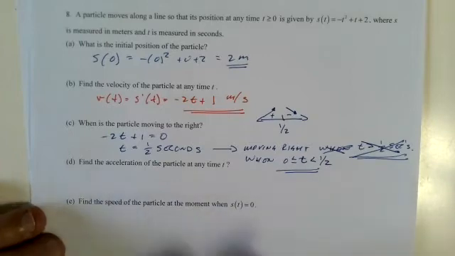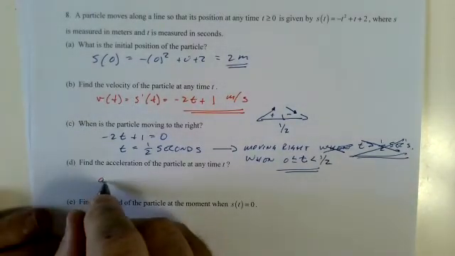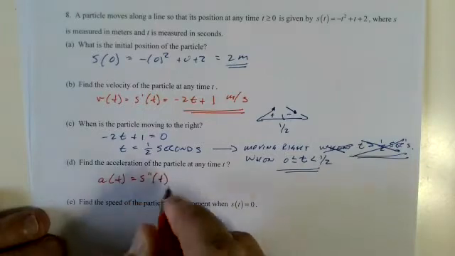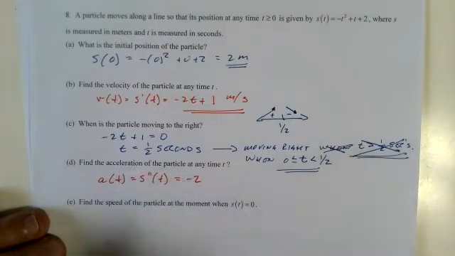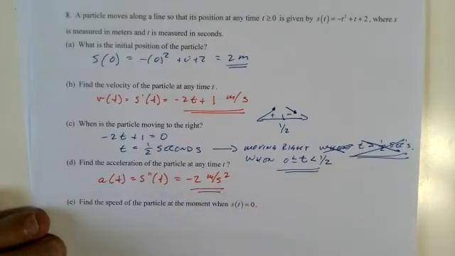And acceleration of the particle, if you just give me, when it's going left, that makes my life nice and easy. So a of t equals s double prime of t equals negative 2 meters per second squared.